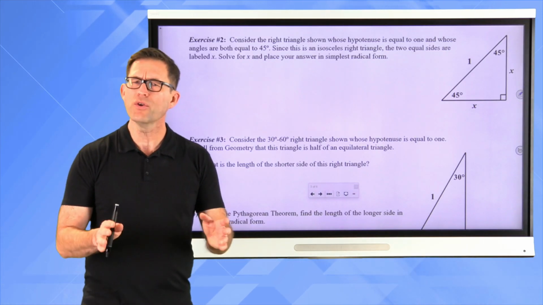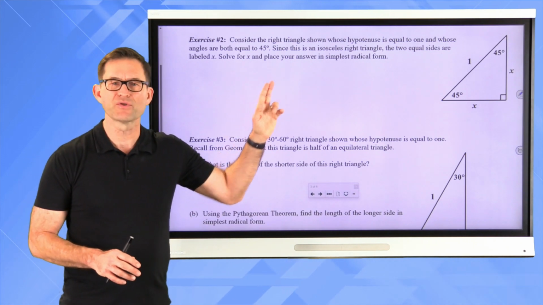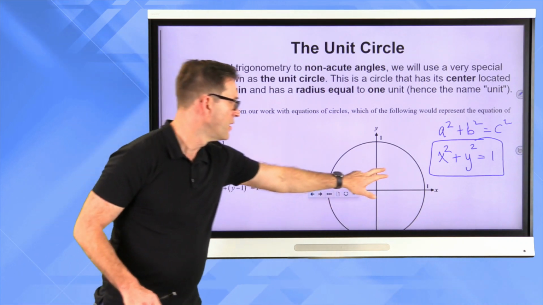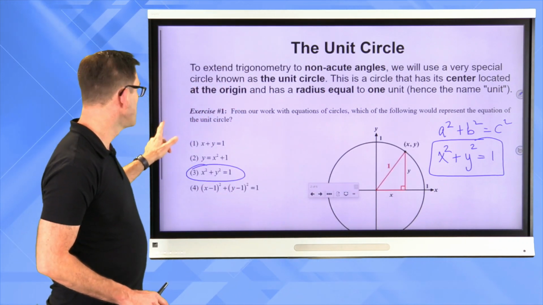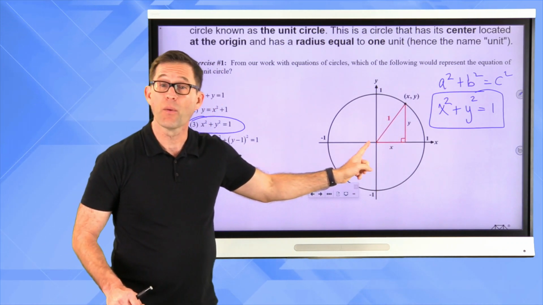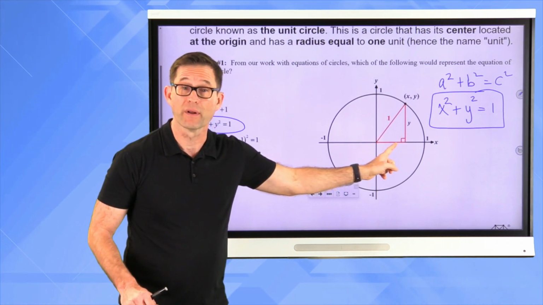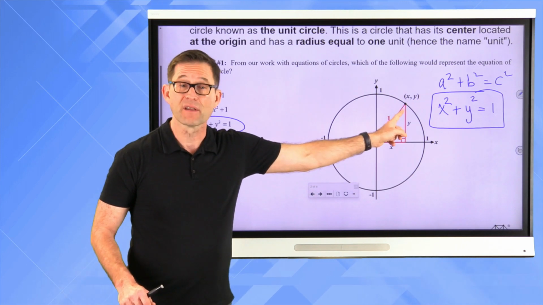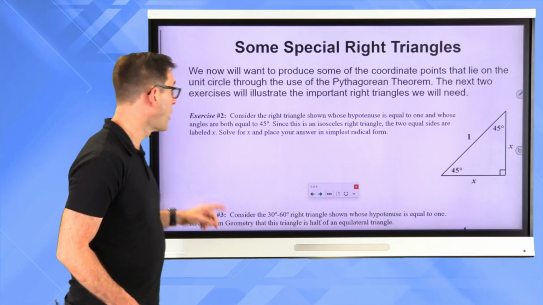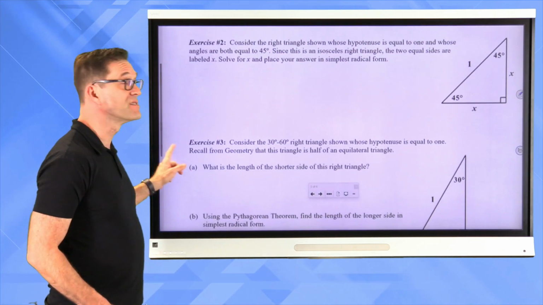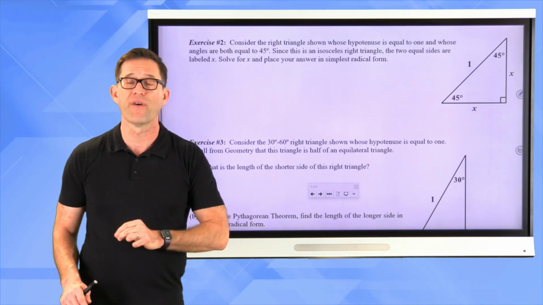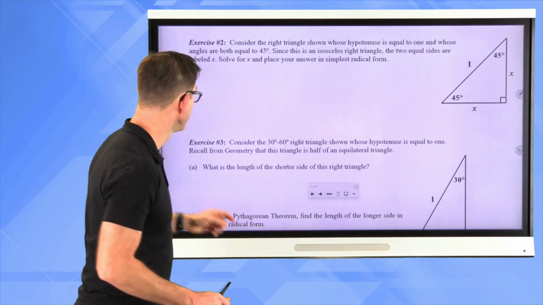Now again, as we work in both exercise 2 and exercise 3, I really want you to picture these triangles as being one of these. What we're really finding when we find that length will be the x-coordinate of the coordinate pair, and this length we're finding the y-coordinate of the coordinate pair. Now in that first particular problem, they're the same because this is an isosceles right triangle, also known as the 45-45 right triangle.